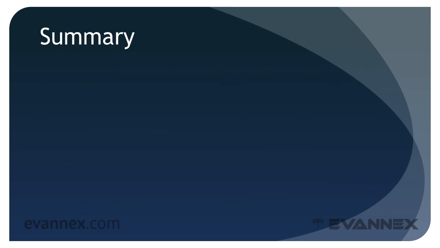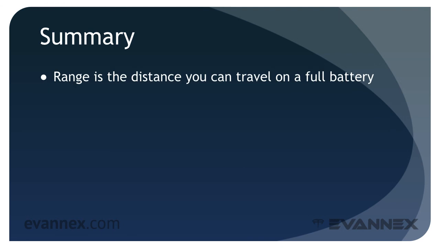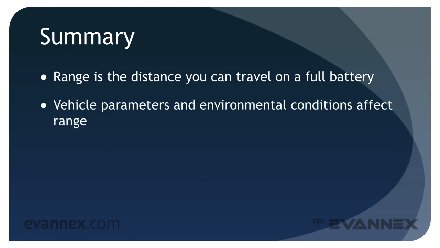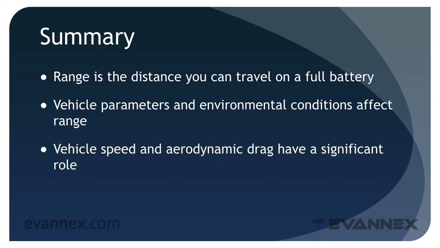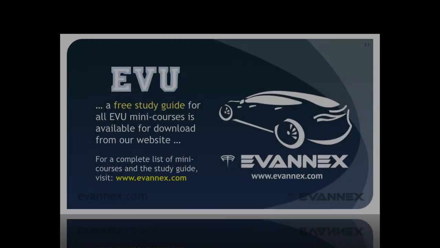Let's summarize what we discussed. Range is the distance you can travel on a full battery. Vehicle parameters and aerodynamic conditions affect range. Vehicle speed and aerodynamic drag play a significant role, but battery capacity is a dominant issue. Now that you understand range, it's time to consider range anxiety. And we'll do that in the next EVU mini course in this sequence.